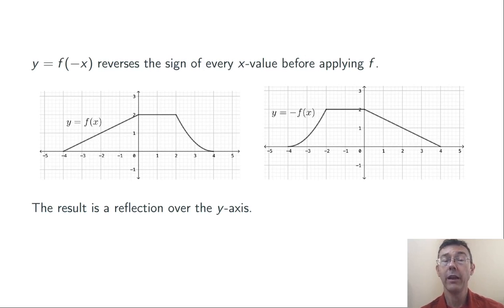If you change the sign of x before plugging into the function, you're going to flip the graph over the y-axis. You're going to change the sign of all the x values rather than the y values. So here I've pictured the graph on separate axes because it ends up being more clear that way, what the transformation is doing exactly.